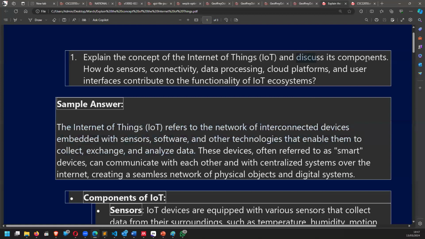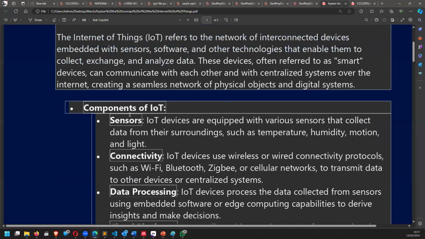And then they say discuss its components. Now you talk about the components of IoT. You need to mention sensors. What are sensors? They are devices equipped with variables to collect data. That is how you explain it.